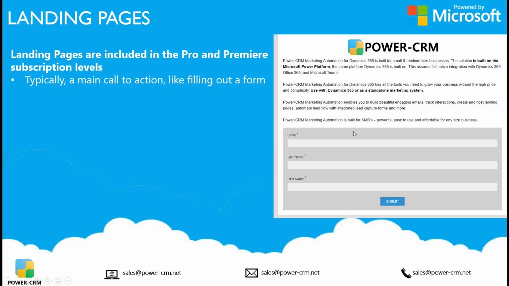You can take these landing pages and you can actually embed them right into pages on your website. So you do have all your menus and headers and footers, or you can let us host them. We host them in the Microsoft Azure environment, and you get a URL then that you use in your emails and so forth to direct traffic to those pages. Okay, so landing pages are included in the Pro and Premier level. They are not included in the basic level. You build your landing pages right in Power-CRM using our drag and drop page builder.